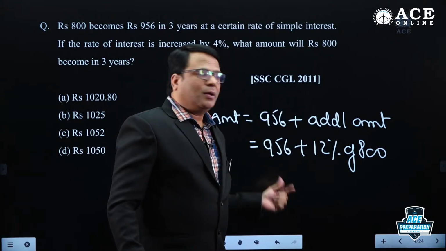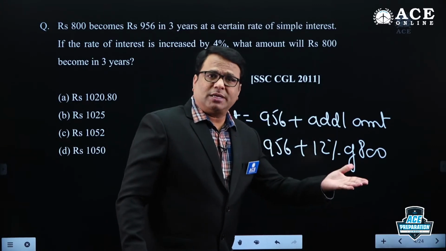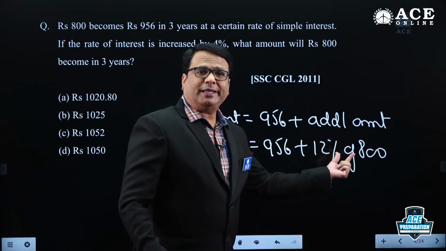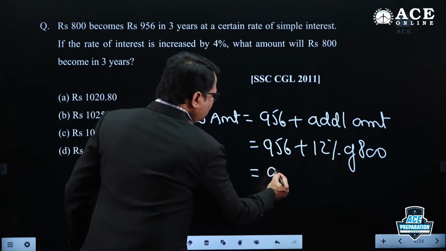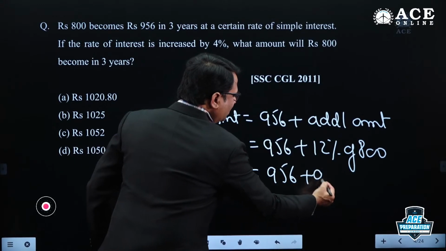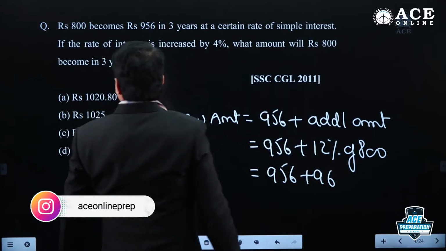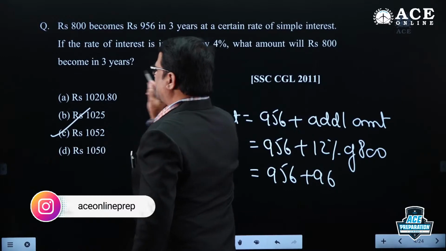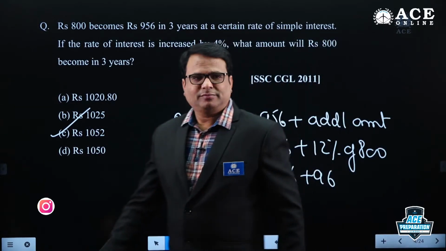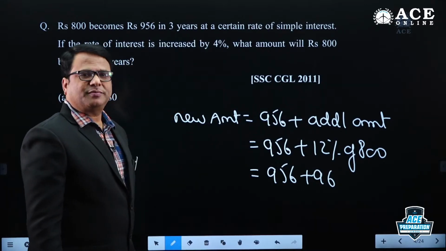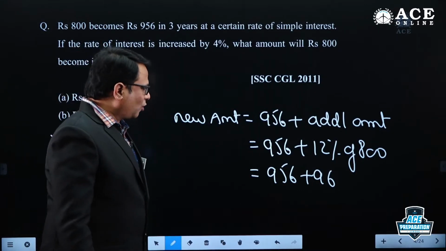956 you will get anyhow. And since the rate of interest is increased, you will get this additional money. And 12% of 800 is 96. So 956 plus 96, you get the answer and it is 1052. So the answer is rupees 1052. Now let us go for the next question.